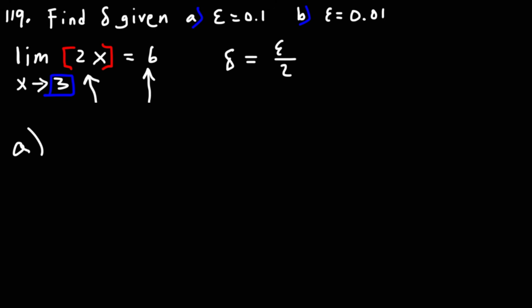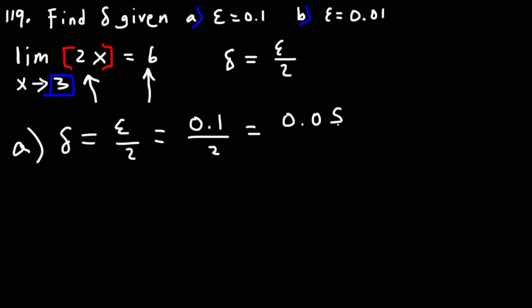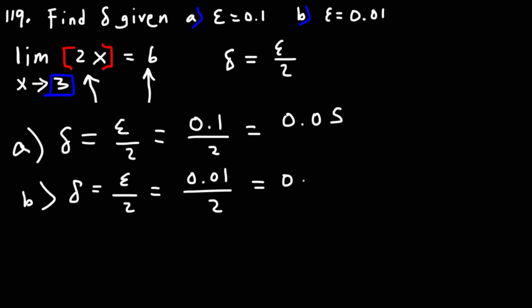So now, to get the answer for part A, all we got to do is divide it by 2. So it's going to be 0.1 divided by 2, and that's equal to 0.05. For part B, epsilon is 0.01, so delta is going to be half of that. It's going to be 0.005. So that's how you could find delta given epsilon.